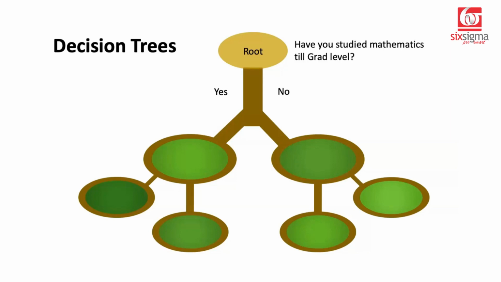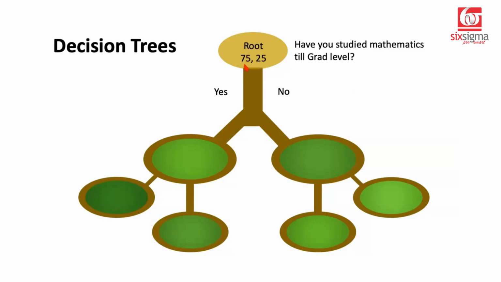Let's say the first question that the school wants to ask is, have you studied mathematics till graduate level? To the left, you have the path which results when your response here is a yes. To the right, you have the path which results when the response is a no. Let's say this question is being asked to 100 students. 75 of them said yes, and 25 of them said no.